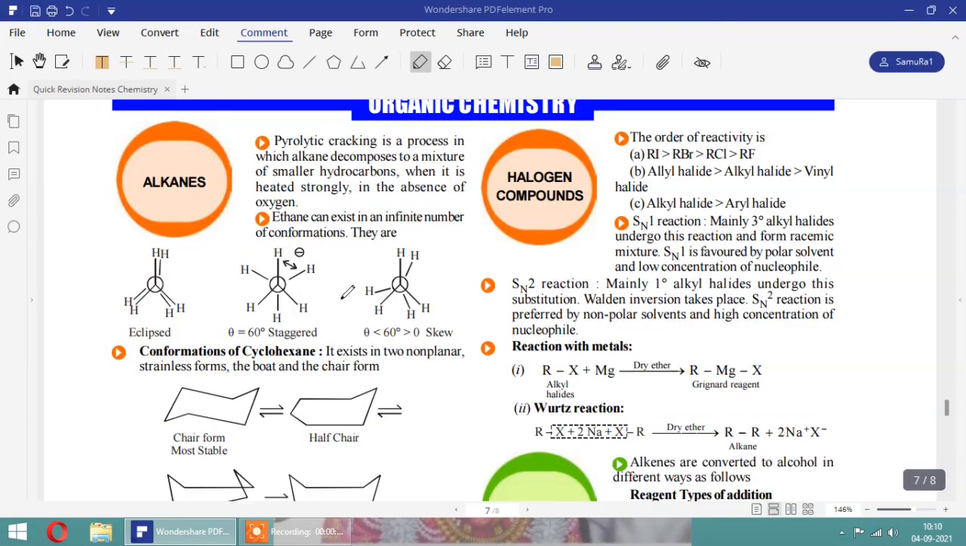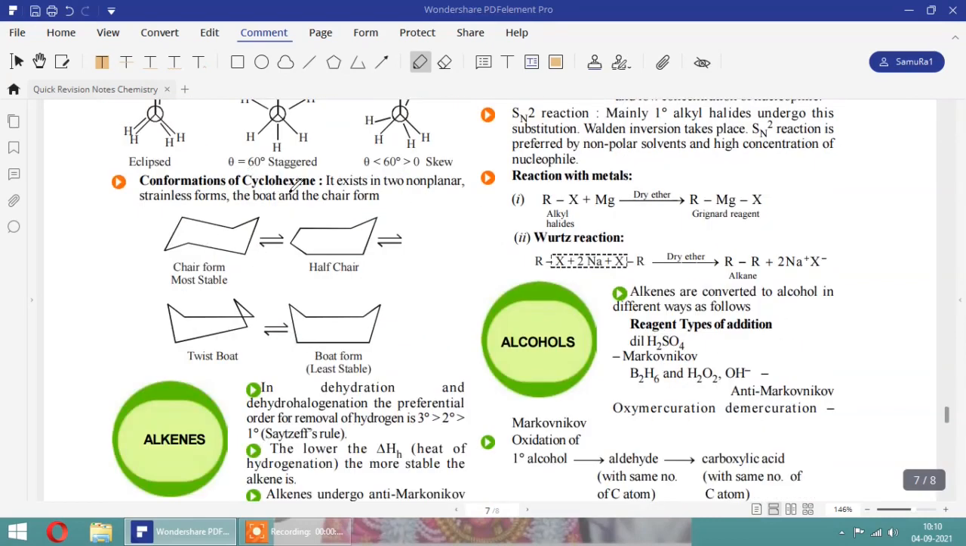Ethane can exist in an infinite number of conformations. They are eclipsed, staggered, and skew, where theta is less than 60 and greater than 0. This is the skew structure. Conformations of cyclohexane: chair form, half chair, twisted boat and boat form, where the chair form is more stable and the boat form is less stable.